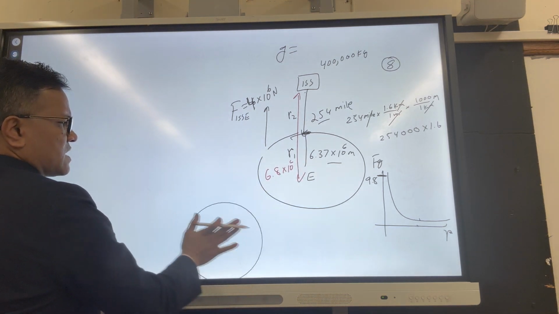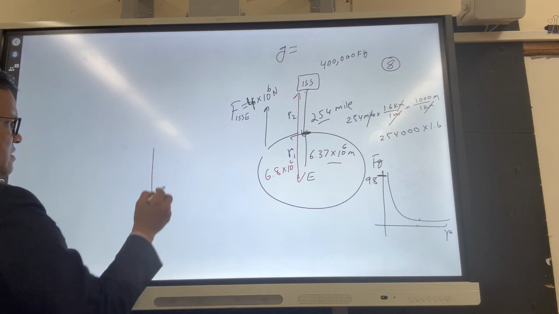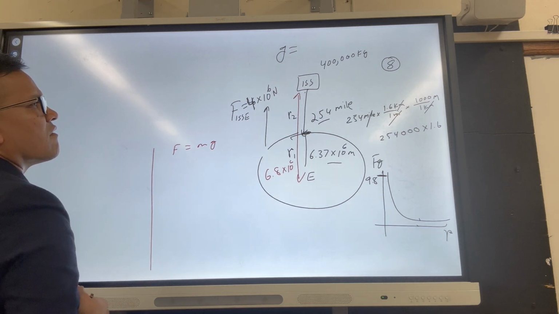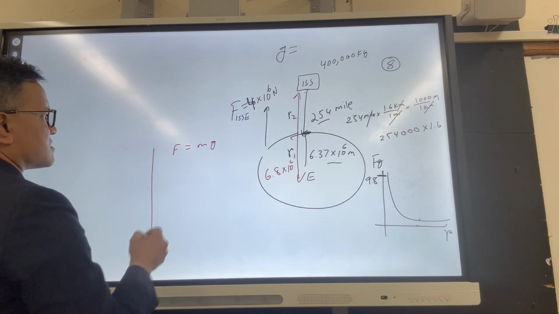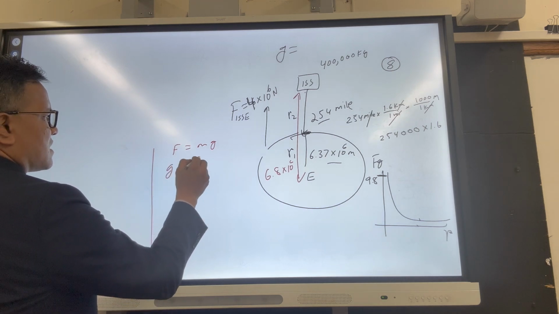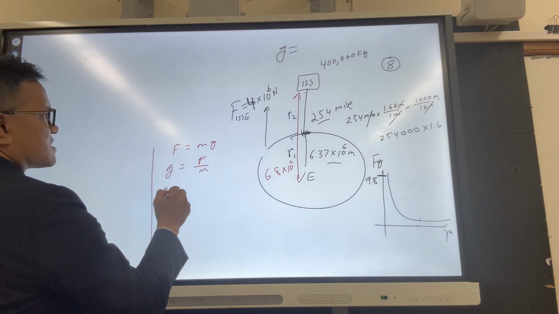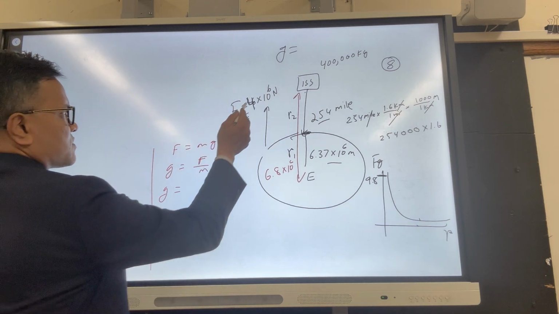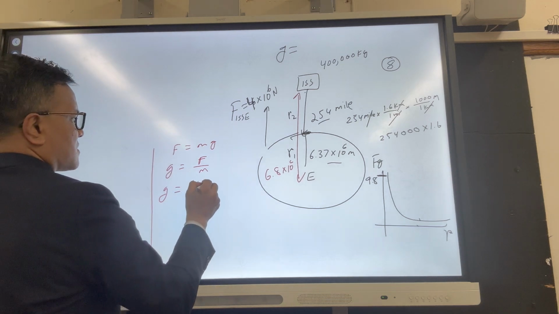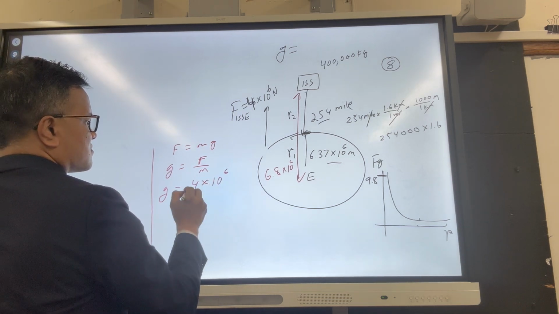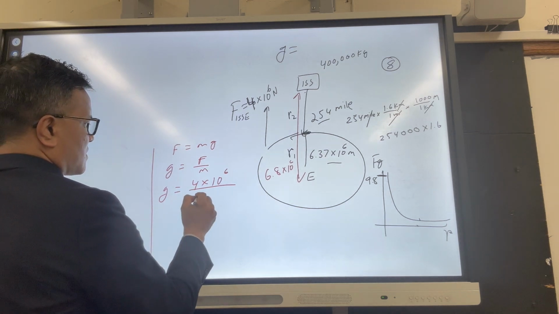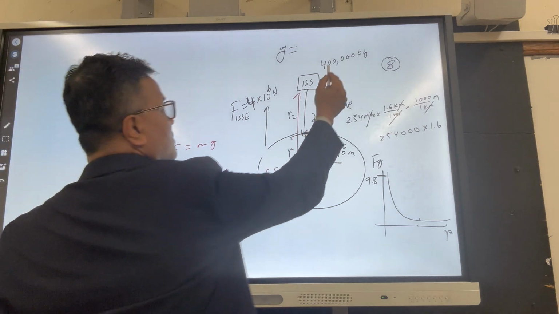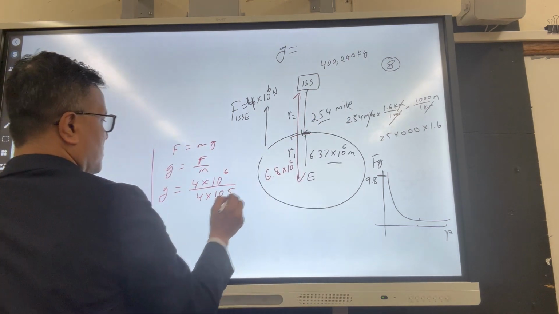You don't have to do this hassle, because you can do it two ways. You can do F is equal to mg. So the easy way is this: g is F over m. This F is 4 or 3.62. Actually, let's use 4 times 10 raised to 6. Mass is how much? 400,000, so let's say 4 times 10 raised to 5. Wow, it cancels.